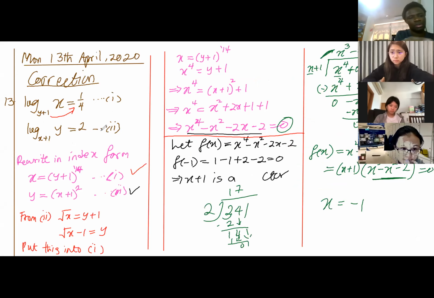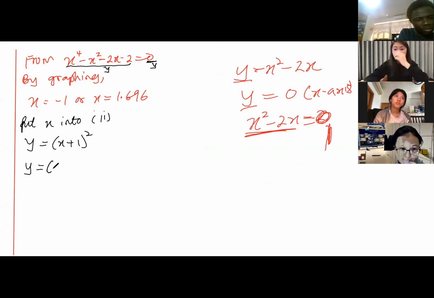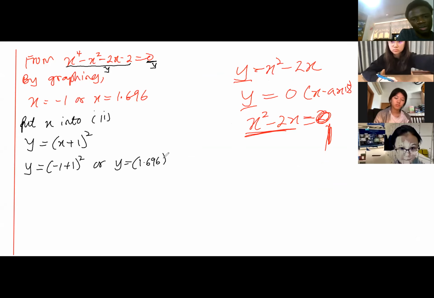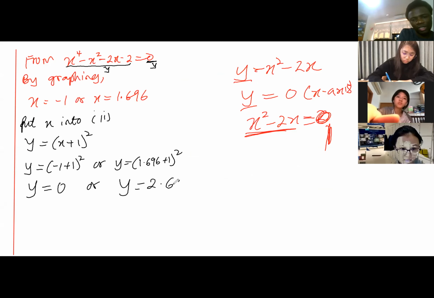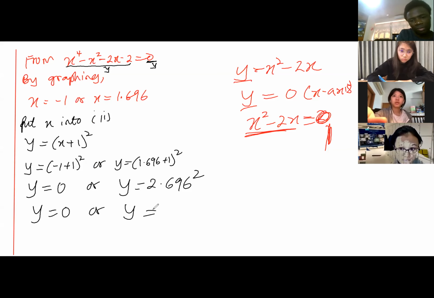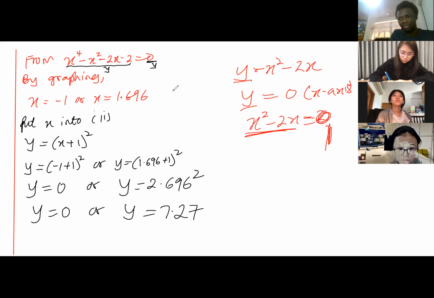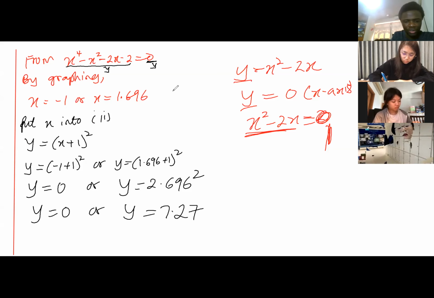Yes. So for the first one, y will be minus 1 plus 1 squared. For the second, y will be 1.696 plus 1 squared. So this is equal to 0. So this is equal to 2.696 squared. Can somebody confirm that in 3 significant figures? 7.27. So this we could actually write as, or maybe 3 decimal places. Let's use 3 decimal places again.